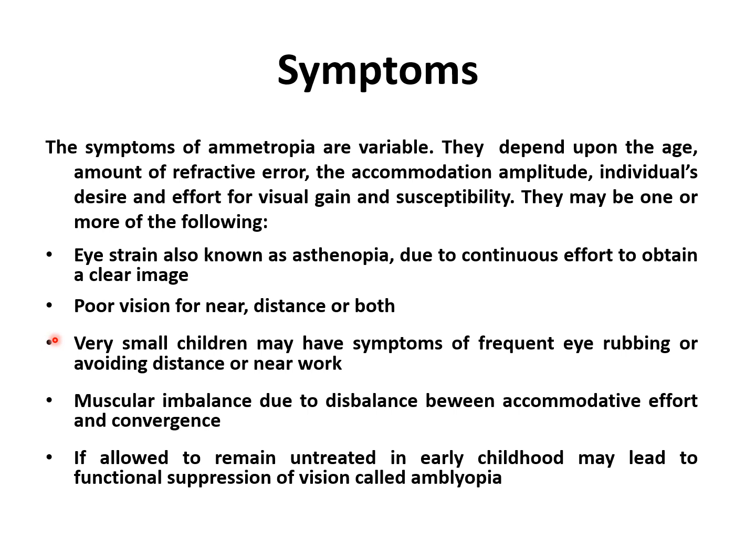Instead of complaining of poor vision, very small children may have symptoms of frequent eye rubbing or avoiding distance or near work. Muscular imbalance due to disbalance between accommodative effort and convergence. If allowed to remain untreated in early childhood, it may lead to functional suppression of vision called amblyopia.